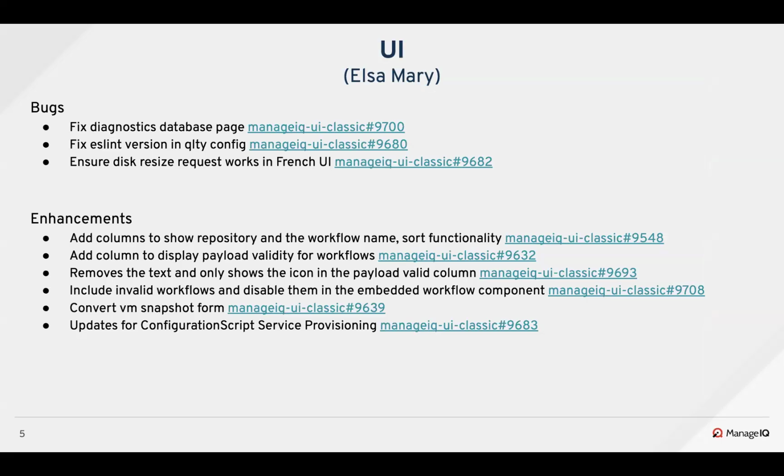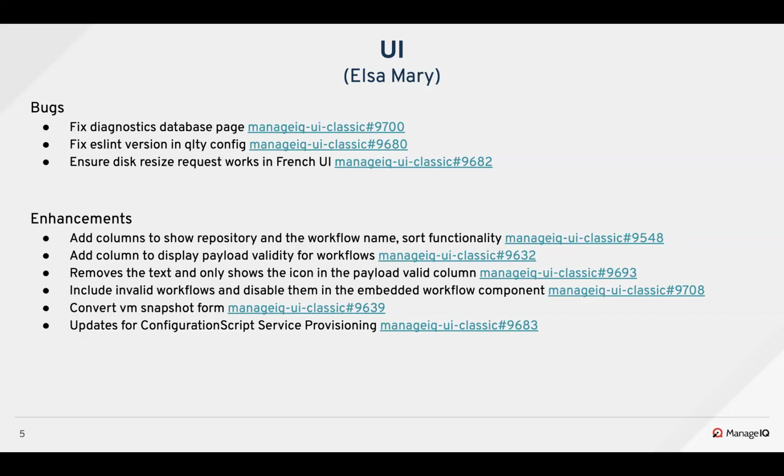Thanks, Jason. So to start, we have some bug fixes. Jason has a PR to fix the diagnostics database page. The issue was that clicking on the database tab would throw an error and the details wouldn't be visible. So that is fixed. Next, we have a PR to fix the ESLint version in the quality config file. And then there was a bug that the disk resize request was not working in the French UI. The request actually appears to be working, but it was not, so that is fixed.